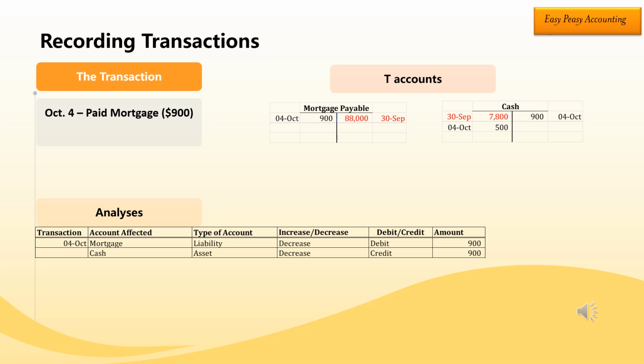Cash decreased $900, recorded on the right side, the credit side of the T account, because assets are debit. Asset increase on the debit side and decrease on the credit side. Mortgage payable decreased $900, recorded on the left side, the debit side of the T account. Liability is credit. Liability increases on the credit side and decreases on the debit side.